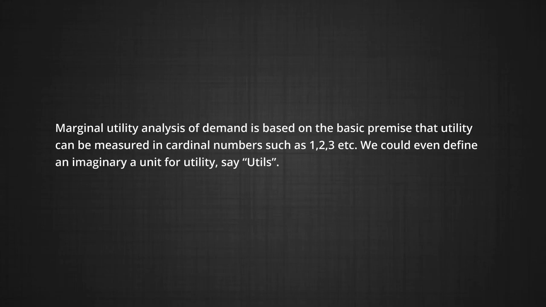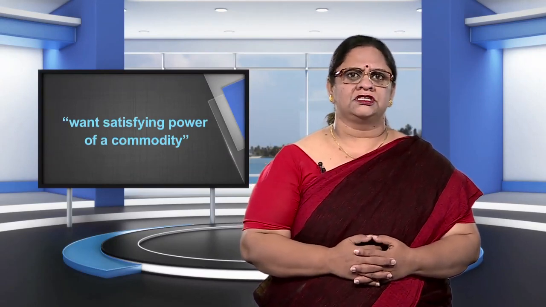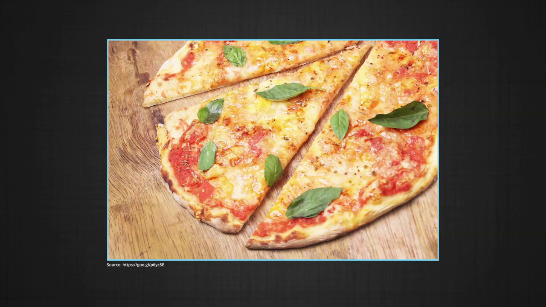Marginal utility analysis of demand is based on the basic premise that utility can be measured. Not only can it be measured, it can be measured in cardinal numbers, numbers such as 1, 2, 3, etc. We could even define an imaginary unit for utility, say utils. Once we have done this, it is easy to see how much utility a consumer is getting from each unit she consumes. We believe that the consumer's utility generally increases from consuming more and more of a commodity. Adding up the utility that a consumer gets from consuming each unit of the commodity that she buys gives us total utility.